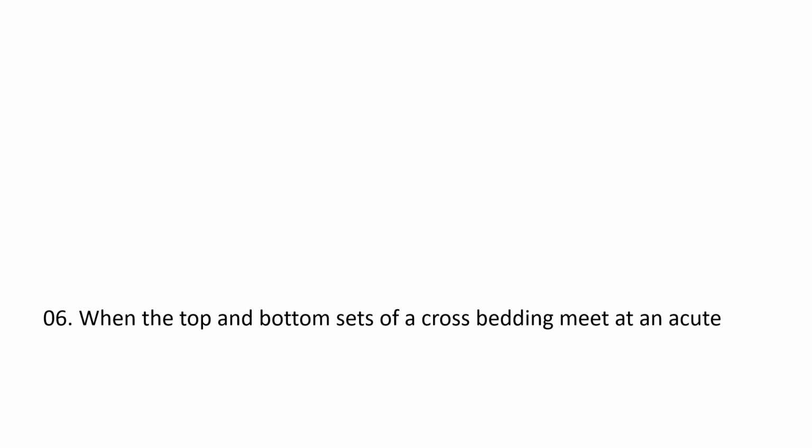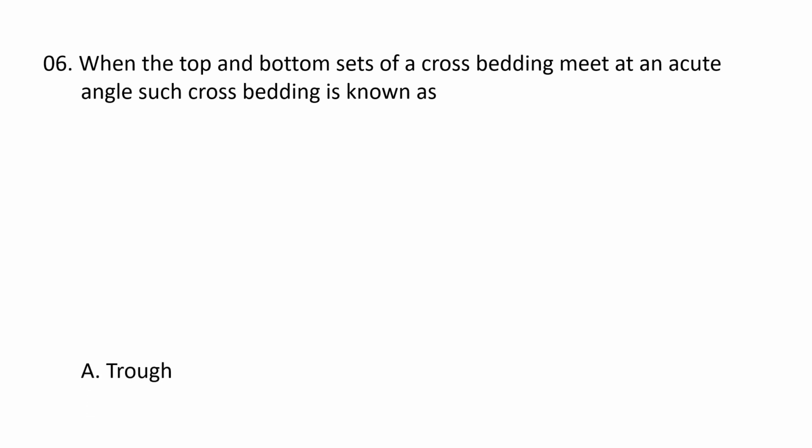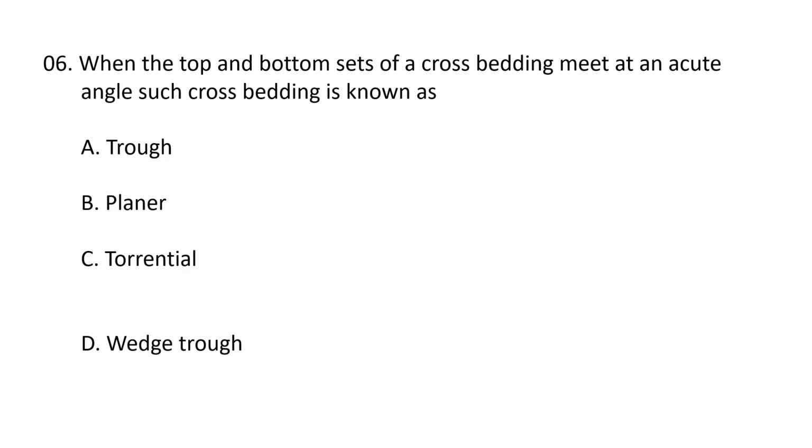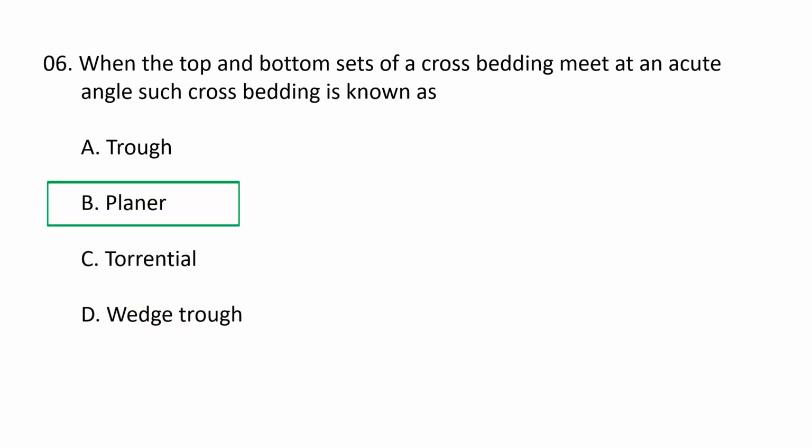Next question. When the top and bottom sets of a cross bedding meet at an acute angle, then such cross bedding is known as: A. Trough, B. Planar, C. Torrential and D. Wedge trough. So when top and bottom sets of cross bedding meet at an acute angle, such cross bedding is known as planar. Next question.